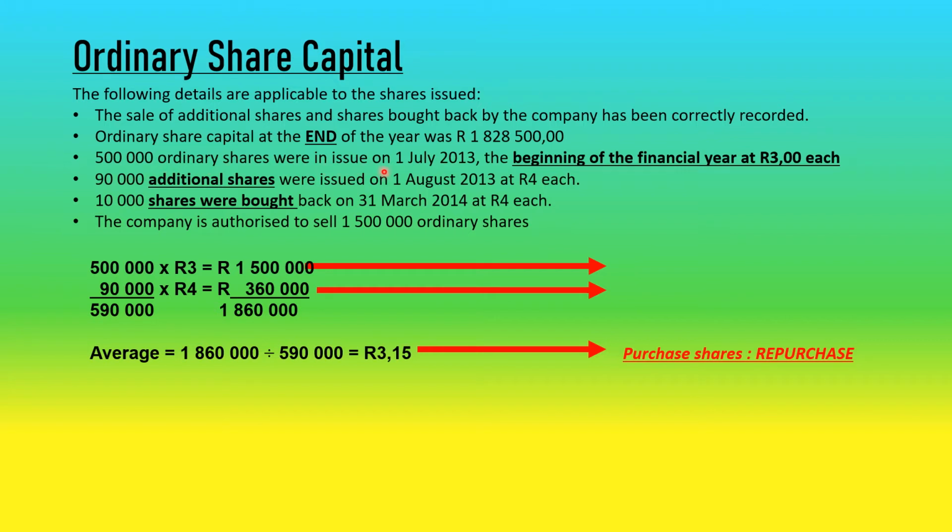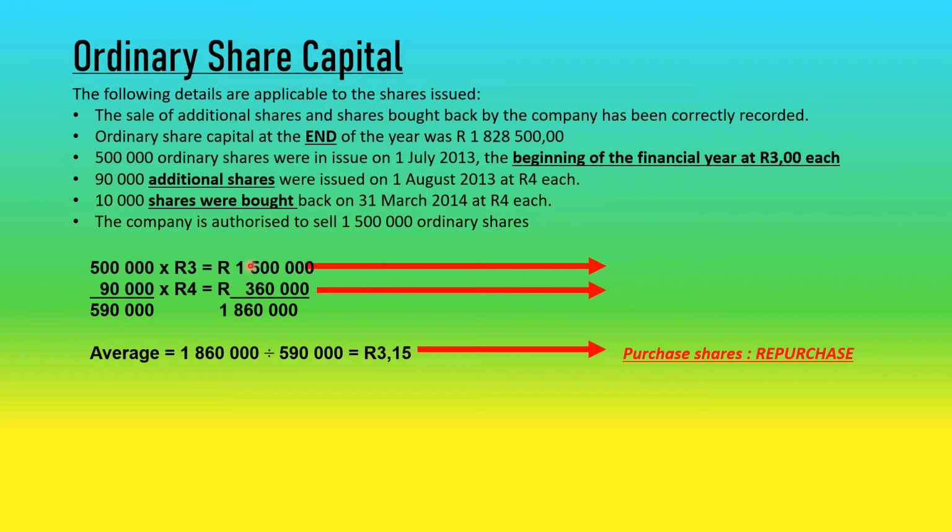500,000 ordinary shares were issued on 1st July 2013, the beginning of the financial year, at 3 Rand. 90,000 additional shares were issued on the 1st August at 4 Rand. 10,000 shares were bought back on 31st March at 4 Rand. The company is authorized to sell 1.5 million ordinary shares. Here, where it says the company is authorized to sell 1.5 million ordinary shares, this is not a Rand value. This is the number of shares that the company is authorized to sell. And this should be put also in our note. I'll show you in the next slide. But it's important to always differentiate what's the Rand value and what is the number of shares.